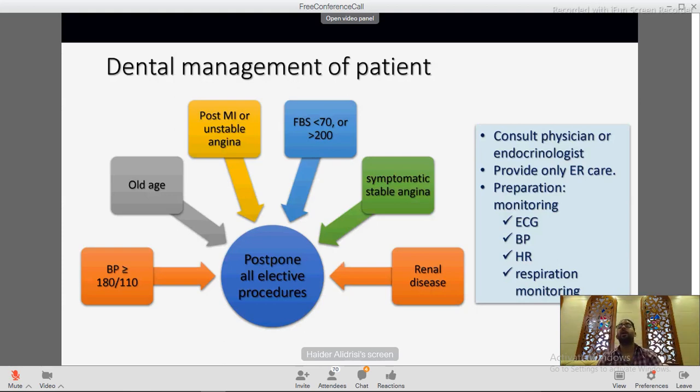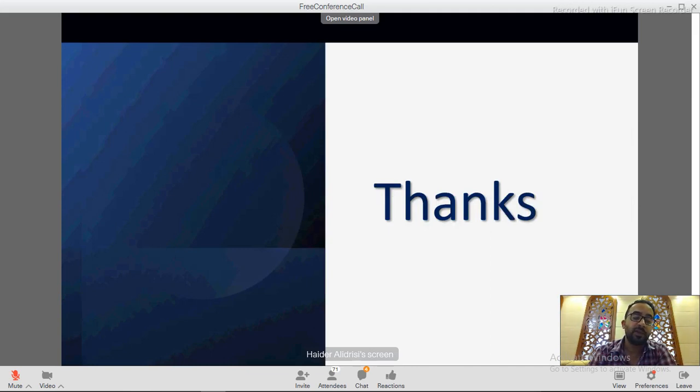Emergency care: if you have to do an emergency procedure for your patient despite having any one of these factors, you have to prepare yourself to do ECG monitoring, blood pressure monitoring, and heart rate monitoring, because the patient may develop something disastrous, like more severe hypertension, more severe hypoglycemia, and stroke due to a hypoglycemic attack or hypoglycemic shock, or may develop a heart attack while he is lying on your chair. And so this is the final slide of this lecture, and thank you.